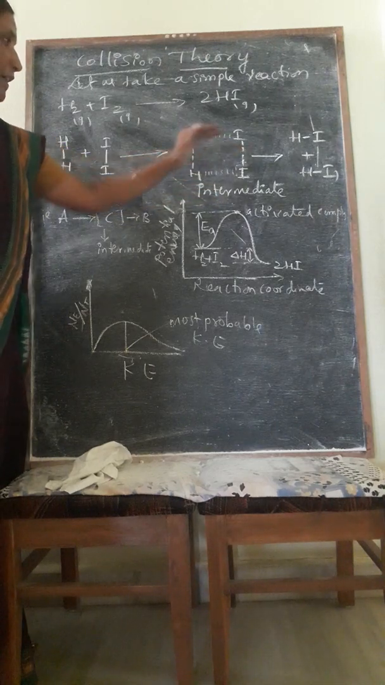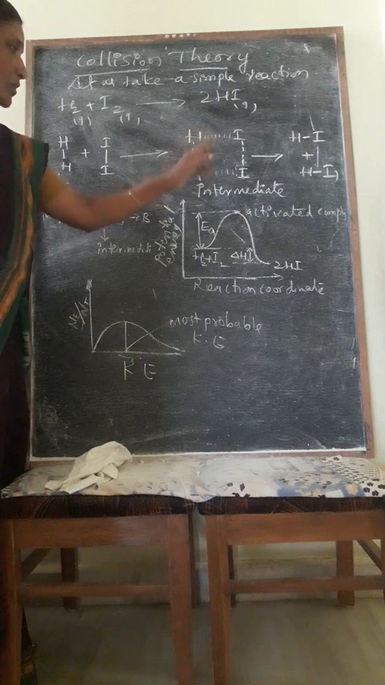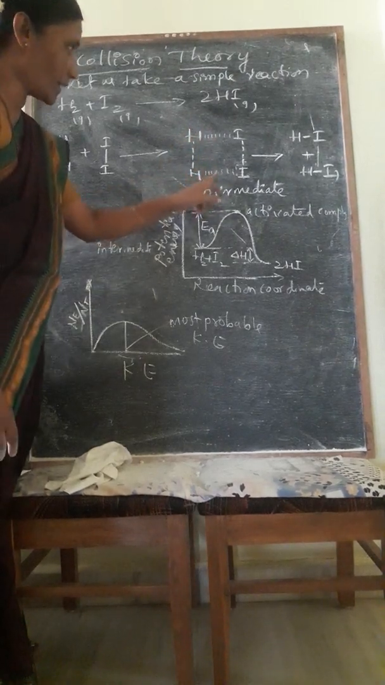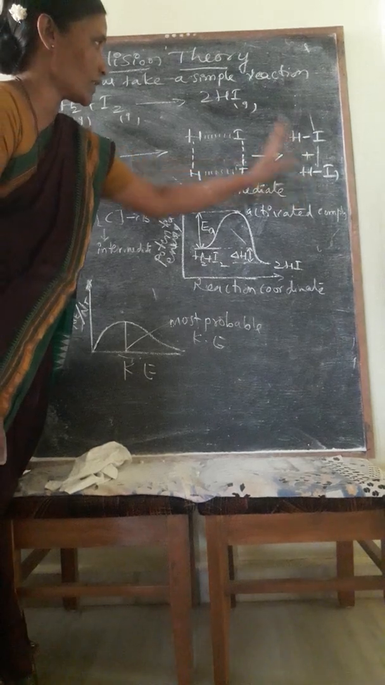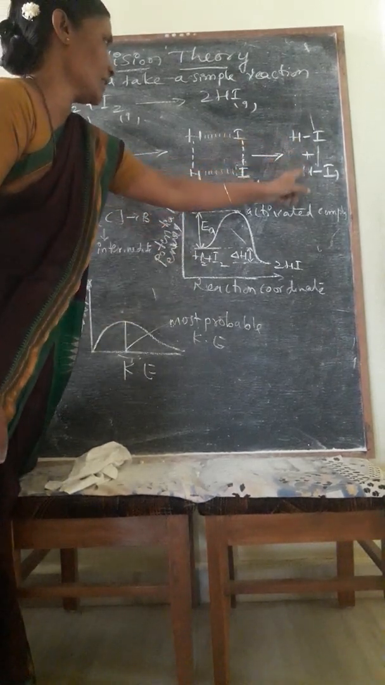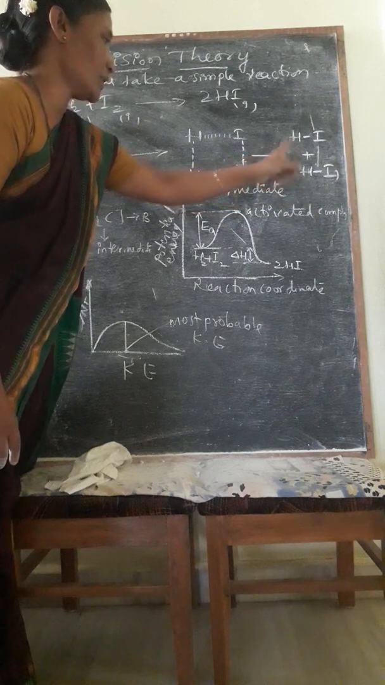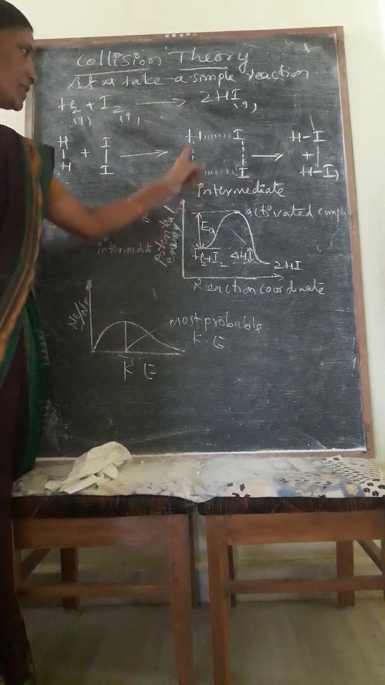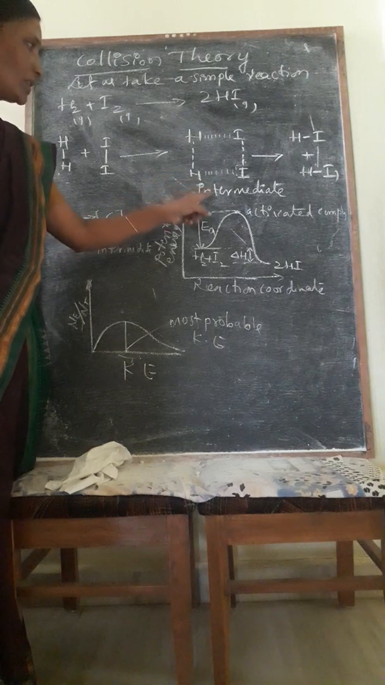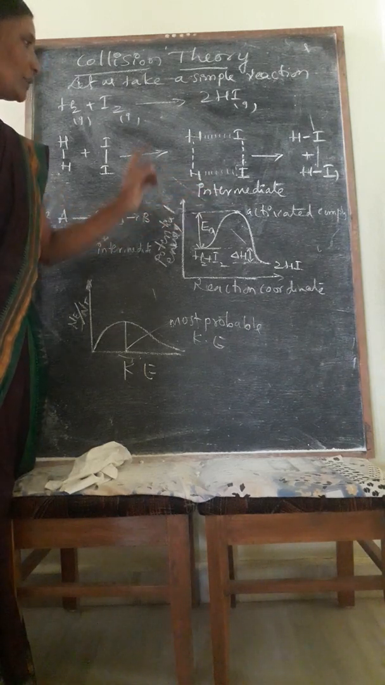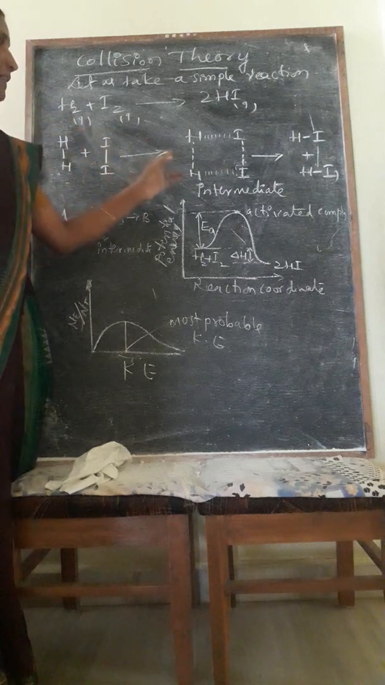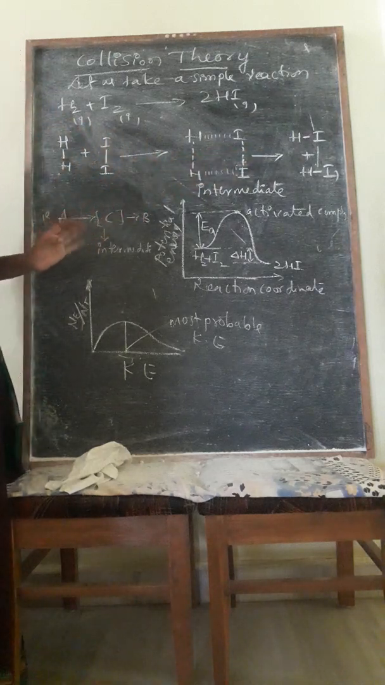Breaking of hydrogen-iodine bonds and formation of hydrogen-iodine bonds, immediately forming the product. That product is called hydrogen iodide, HI plus HI, or you represent it as 2HI. So this type of complex is called an activated complex, or it is also known as an intermediate. It appears in the reaction mixture very shortly and decomposes, forming the stable product.